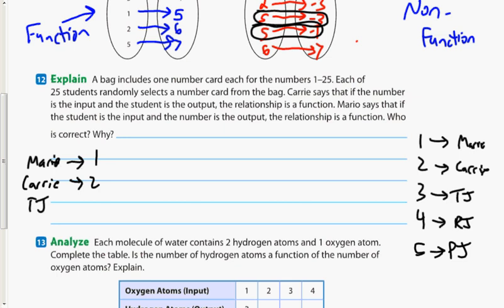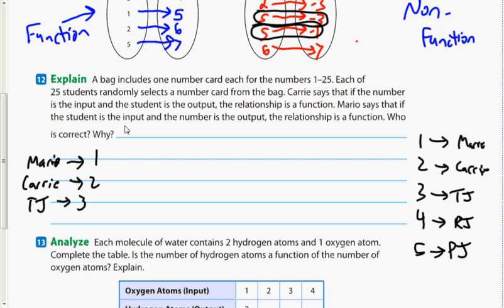TJ, output is 3, and so on. Because there's 25 of one thing and 25 to the other thing, and it says every student randomly selects a number from the bag, unless they would put it back, they're all going to have just one output, and vice versa. Every number would go to one student. So in this case, we can say they're both correct.